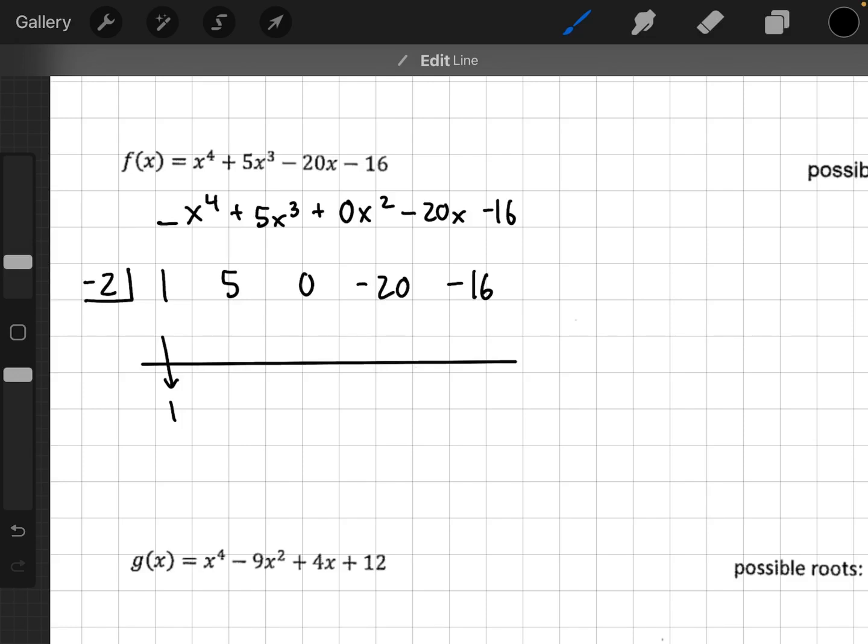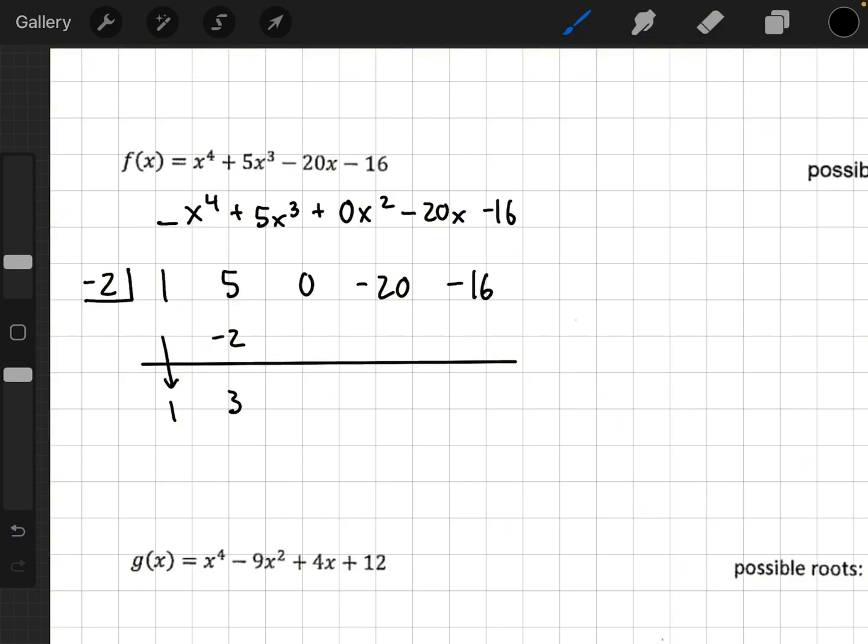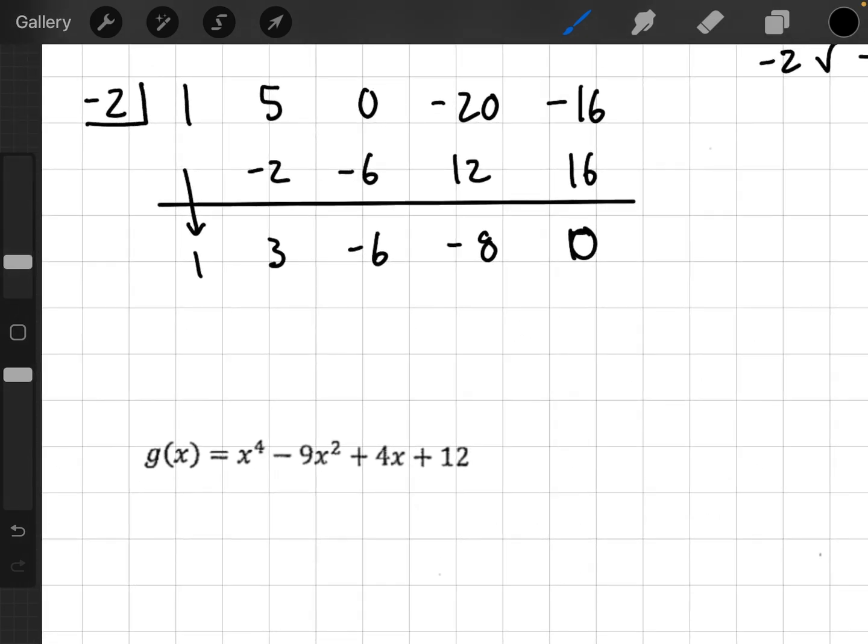1 times the root, 3 times the root, negative 6 times the root, negative 8 times the root is 16. So in this case, we got a 0 at the end, meaning there's no remainder. So negative 2 is a root, which means that x plus 2 is a factor. So we can continue down the line until we've gone through all the equations.